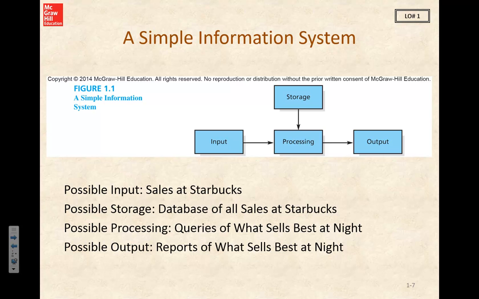So we see on here a simple little flow chart of possible input being sales at Starbucks. Our possible storage is this database of all the sales at Starbucks and all that data that I just ran through. So if we wanted to process some of that data, we could run a query and ask maybe what sells best at night. And then the output would be that report telling us what does actually sell best at night.